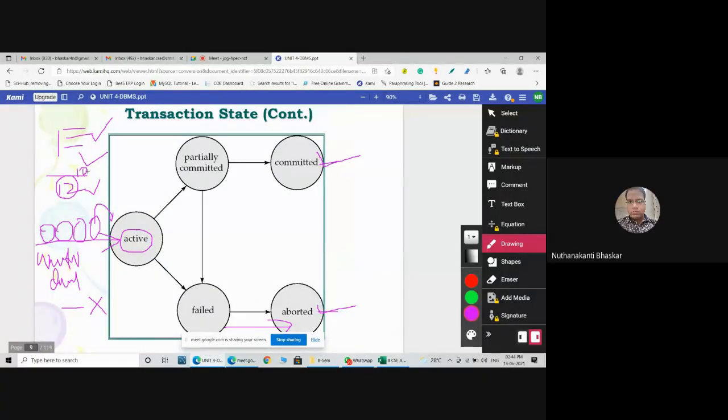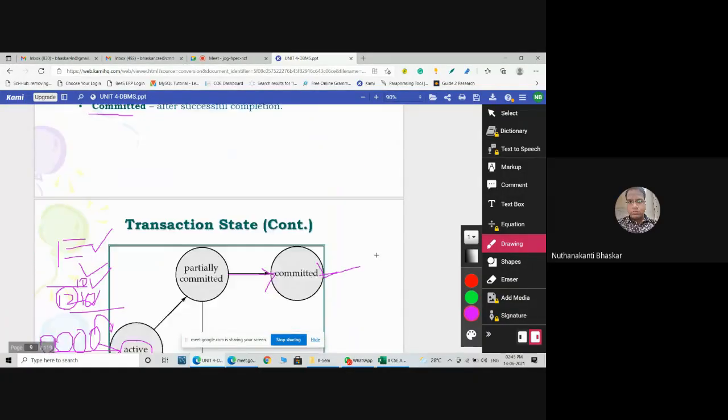But if your account has 10,000 and you withdraw 10,000, then it moves to the committed state. So these are the five states in a transaction: active, partially committed, failed, committed, abort. If you observe, any transaction that moves to the failed state directly moves to the abort state only. But a transaction that moves to partially committed has two choices: one is committed, another is abort. Yes or no? All of you clear this?